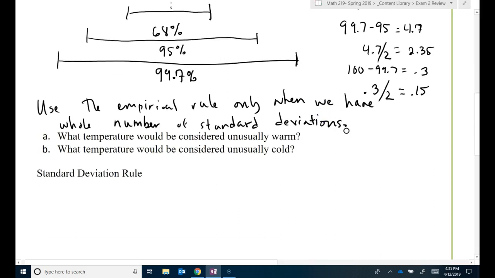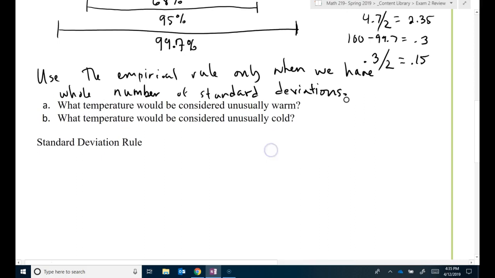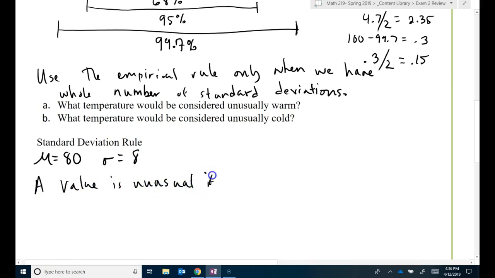Well, as kind of a corollary to the empirical rule, we have this whole idea of the standard deviation rule, right? What does it mean for a value to be unusual, like unusually warm or unusually cold? So again, remember that we have mu equals 80 and sigma equals 8. So a value is unusual if it is more than 2 standard deviations away from the mean. More than 2 standard deviations away from the mean. Okay?